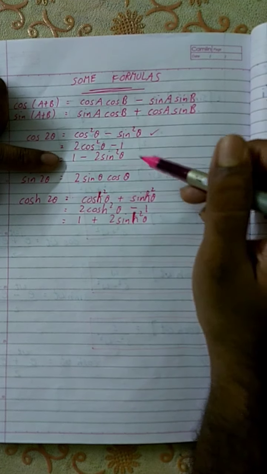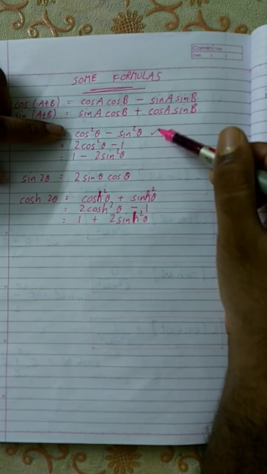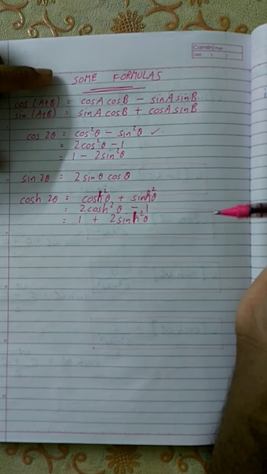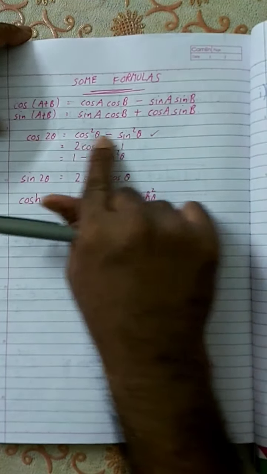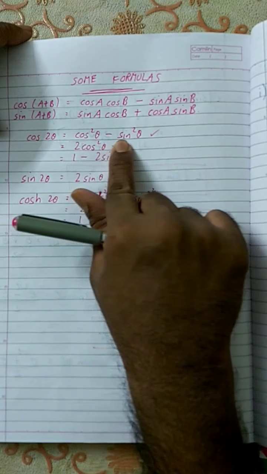So you see, in some equations, if you can remember one formula, you can derive the other formulas. That is how you can study. For here also, how did I get this equation? Cos 2 theta is equal to cos square theta minus sin square theta.